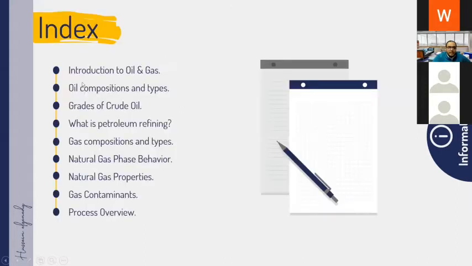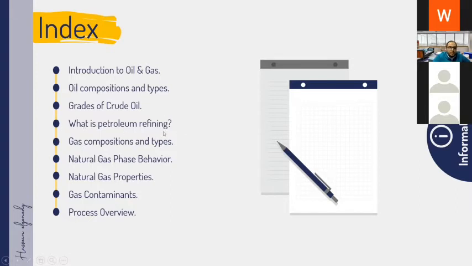Okay, this will be our index for today. First, we will start with an introduction about the oil and gas itself. What is the oil and gas? After that, we are going to speak about the composition of crude oil and the types of crude oil. After that, the grades of the crude oil. What are the grades, and how do we know which grade is good or bad?